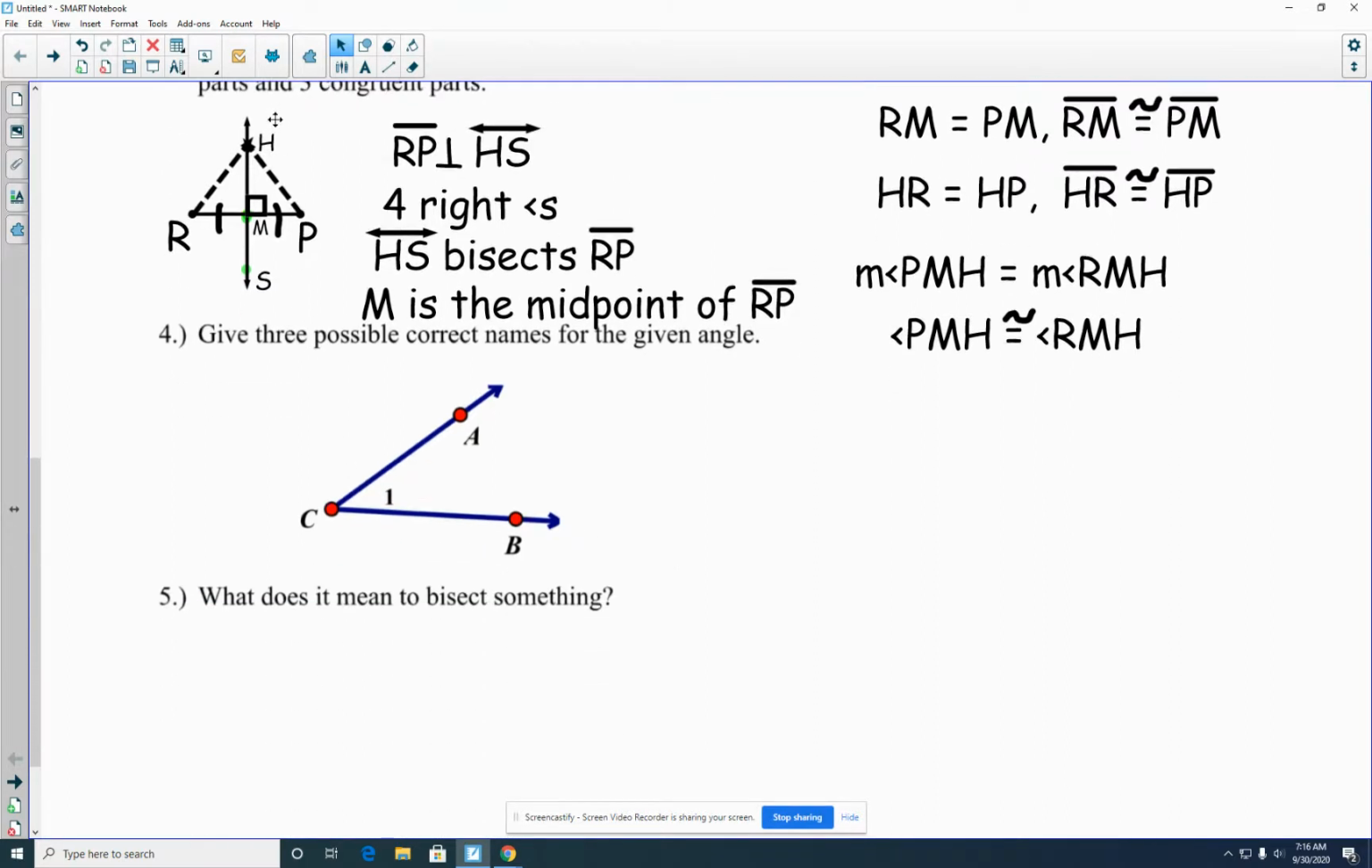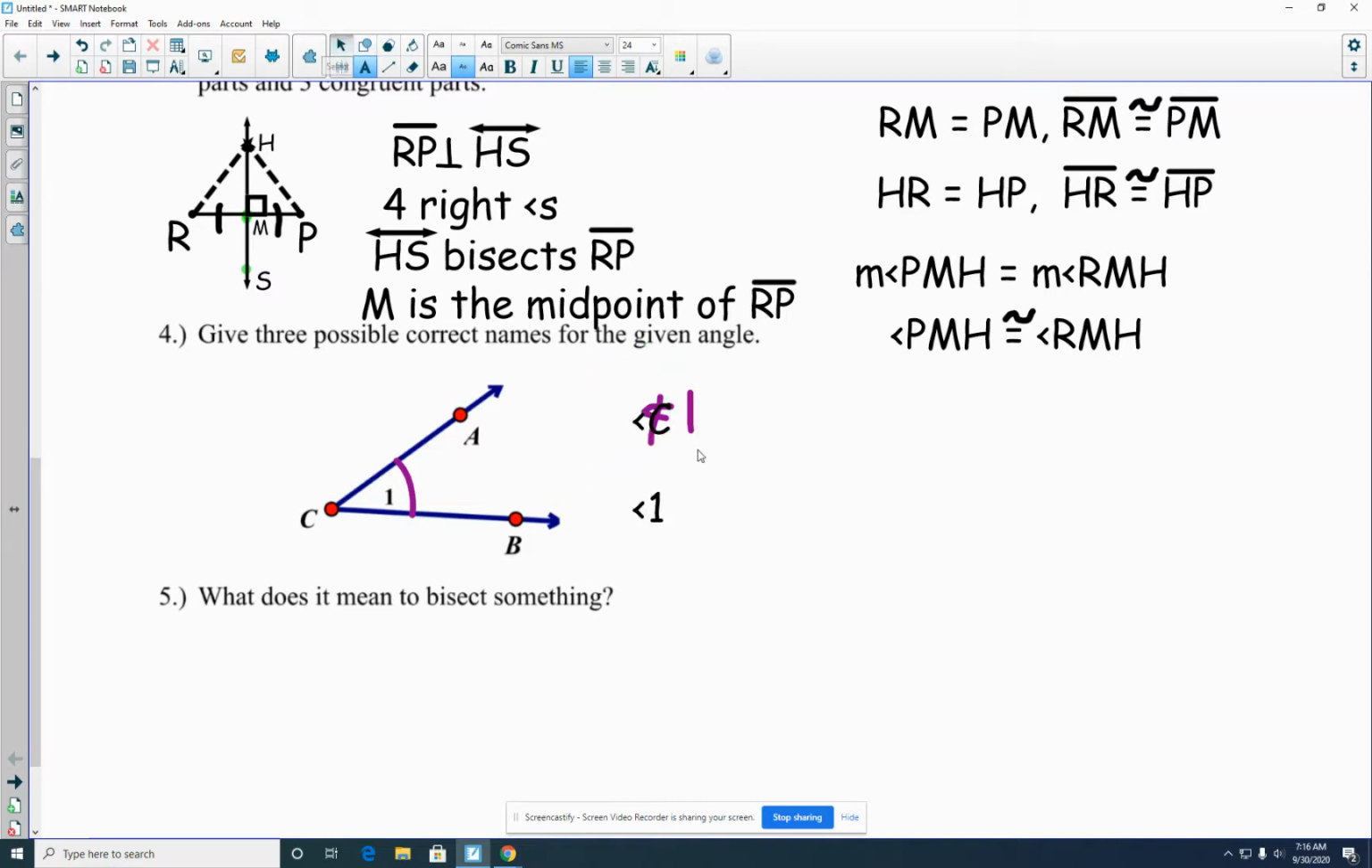Okay, number 4, give 3 possible correct names for the given angle. Okay, so 3 ways to name this angle. First, you can just focus on the number that's in the vertex, which would be angle 1. So you could have angle 1. Okay, then you could look at just the vertex. You're allowed to use just the vertex if the vertex names only one angle. So the other name that we could have here could be angle C. So angle C, angle 1.